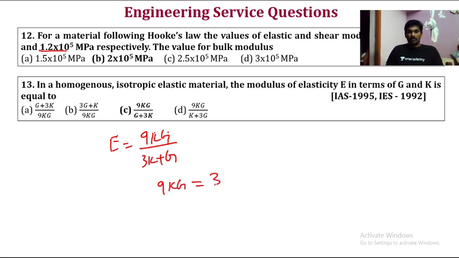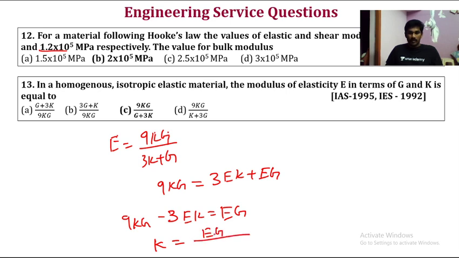9KG is equal to 3EK plus EG. Note here, 9KG minus 3EK is equal to EG. If you take K as the common factor, K is equal to EG divided by (9G minus 3E). Sorry, 3E. This is 3E. So this is how you can solve it. Substitute the values of Young's modulus and rigidity modulus and finally you will get the answer. The answer is 2 × 10^5 megapascals.